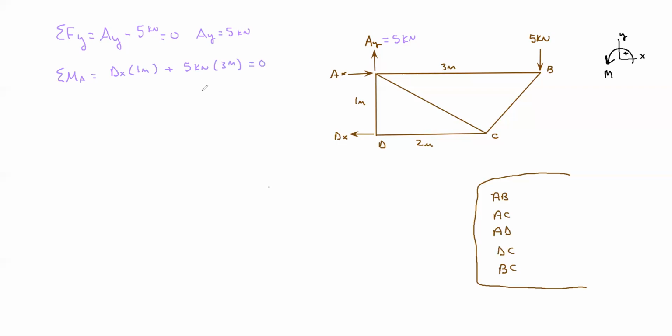Picking up direction, if I'm rotating about A, the force Dx causes a clockwise rotation, which is negative, and the downward force at B also causes clockwise, which is negative. You can probably figure out what's about to happen. It would appear that I have chosen the wrong direction for Dx. Solving for Dx, we get Dx equal to negative 15 kilonewtons. The negative 15 doesn't mean the force is negative, it just means I've chosen the wrong direction. Go up here and correct that.